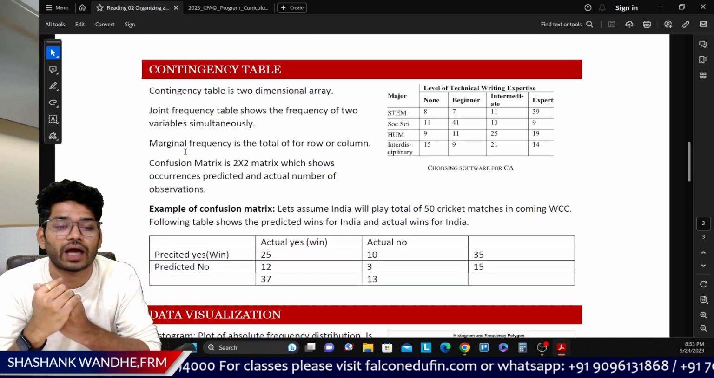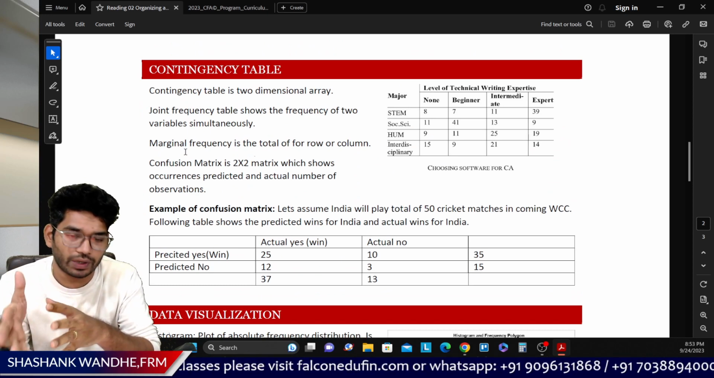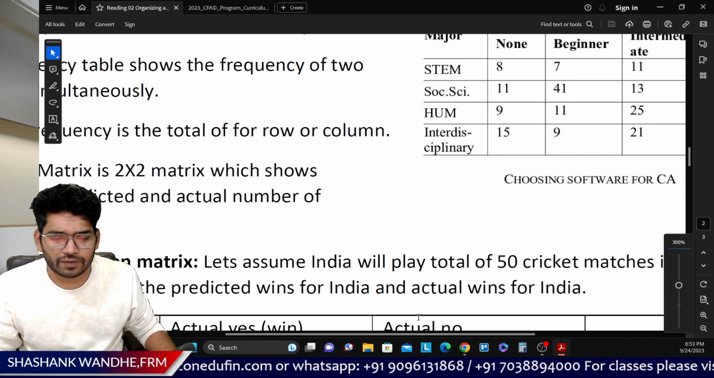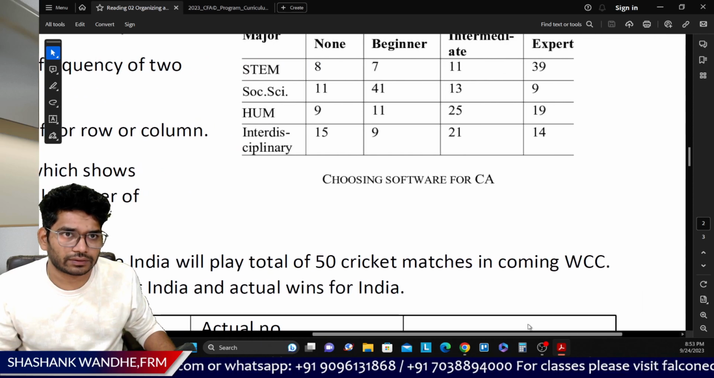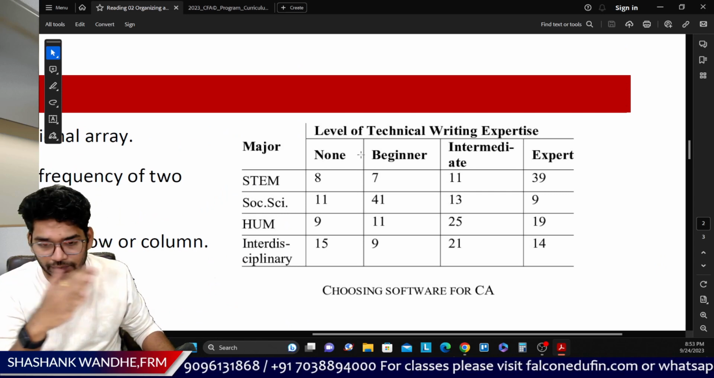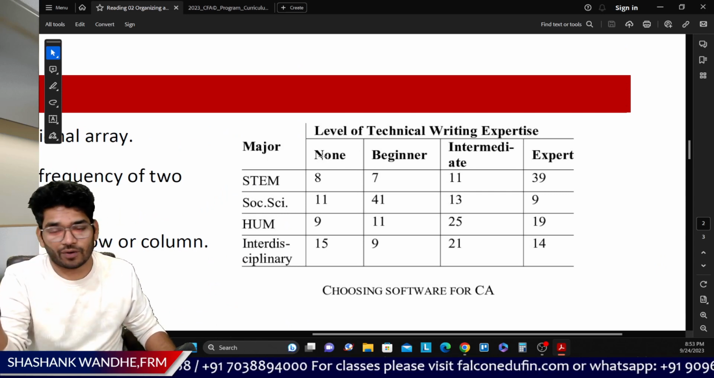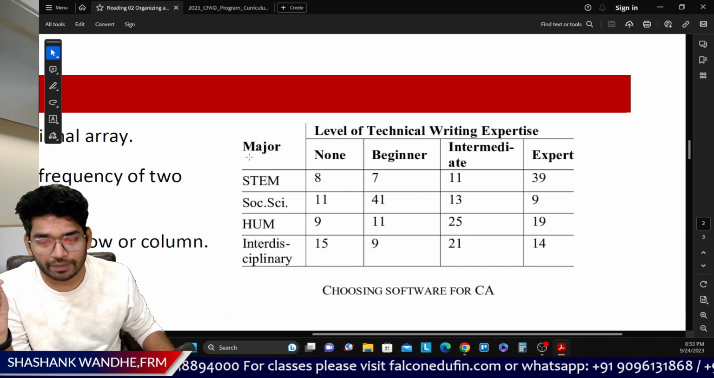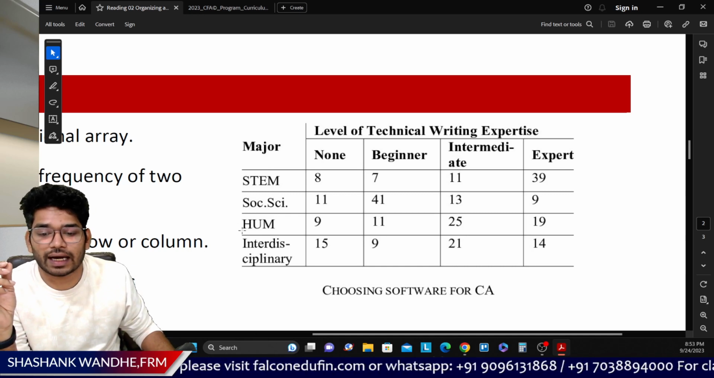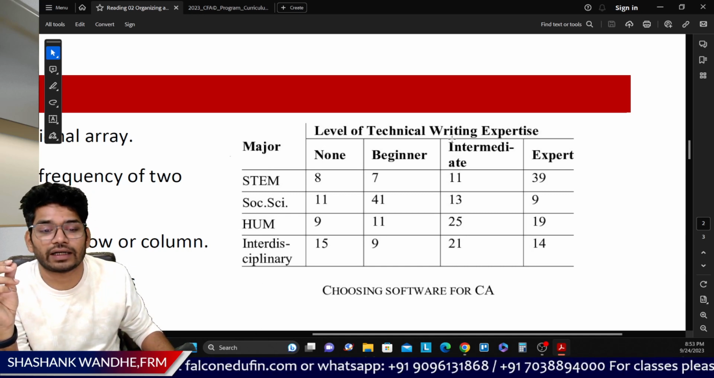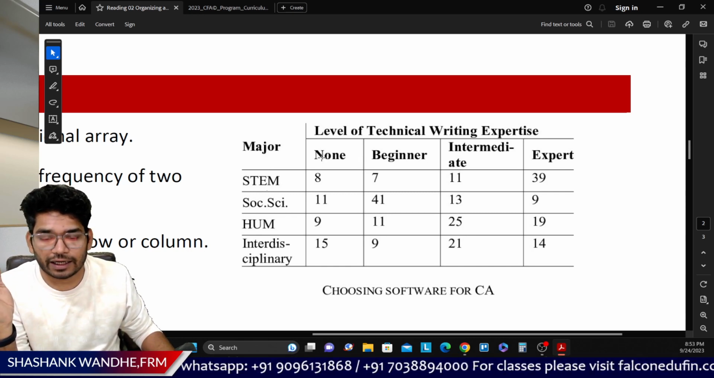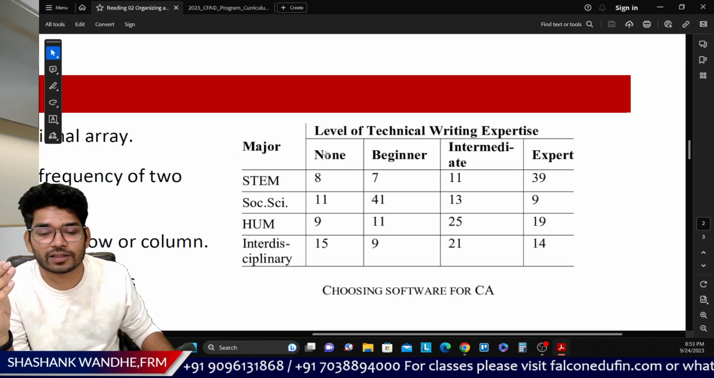Now a contingency table is a 2-dimensional array where we have 2 dimensions, obviously. Here is the example of a 2-dimensional array, and the example is very simple. The level of technical writing expertise is in the rows, horizontally, and the major, like the stream, is in the columns, vertically. So STEM, social science, humanities, interdisciplinary, and then the level of technical or writing expertise these candidates have. First here we have none, no technical writing expertise.